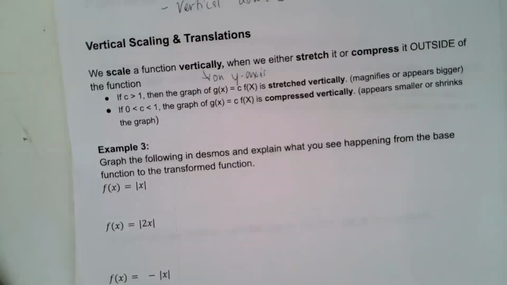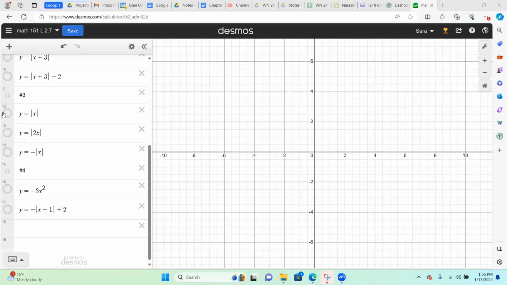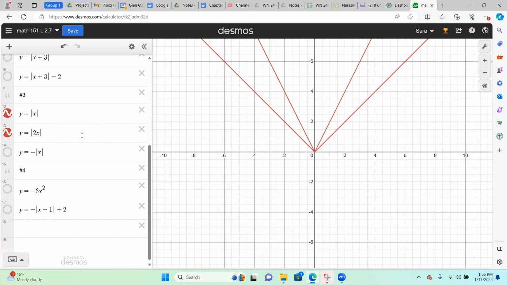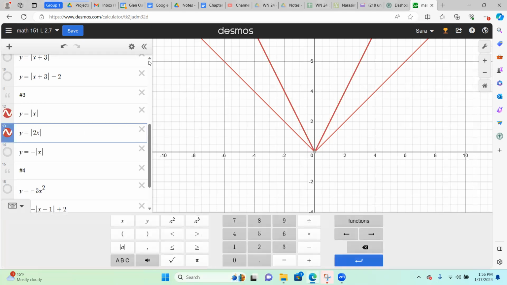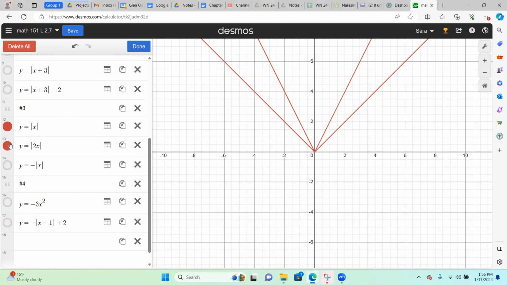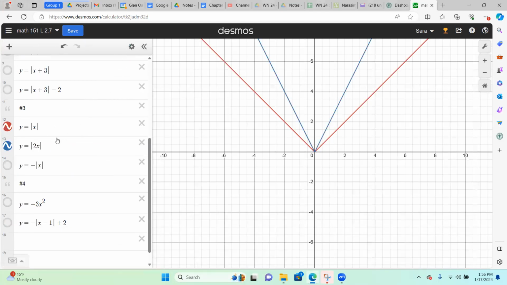So let's look at a couple of examples here. I'm going to start with this base function of the absolute value of x. When we multiply inside the function, it is going to be a horizontal stretch. So I'm going to show you what that looks like. See how it looks steeper? I'm going to change the colors on that so you can see a difference. Okay, so the blue one is steeper because you're changing the input of the function.